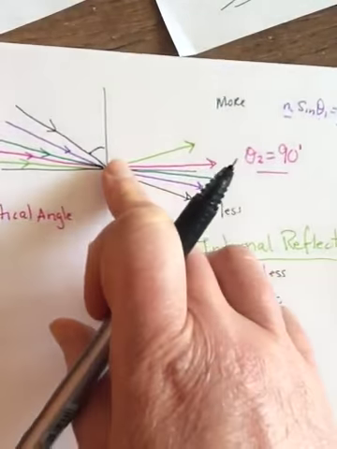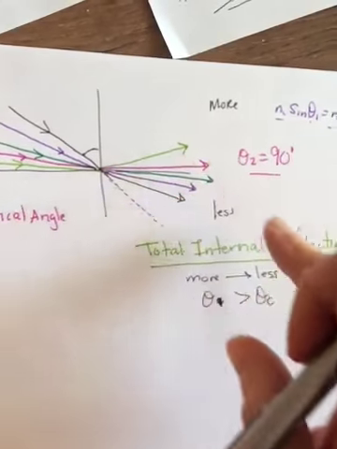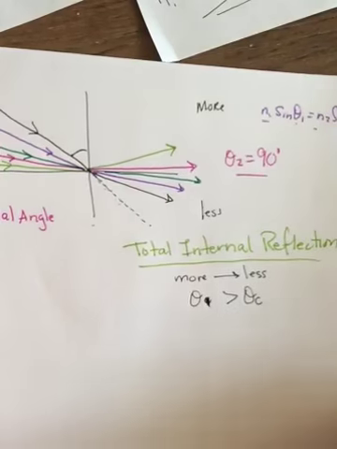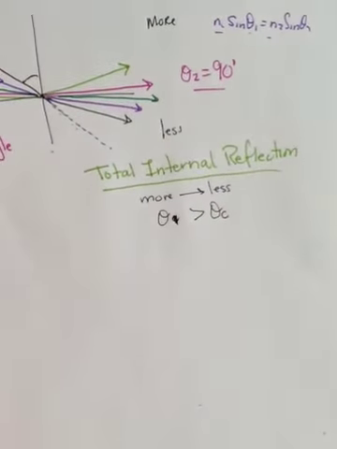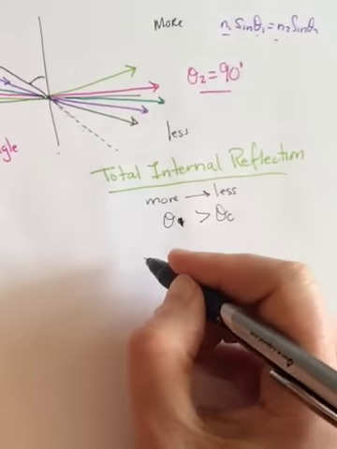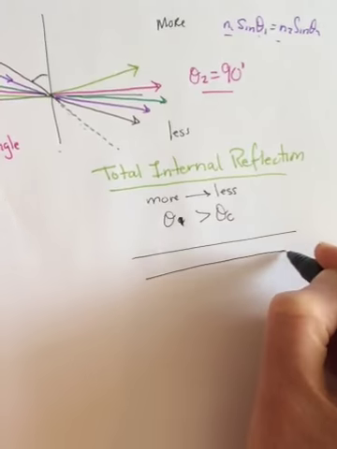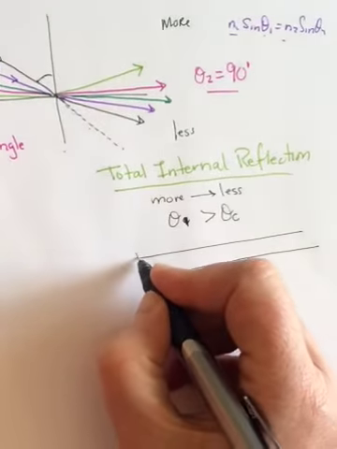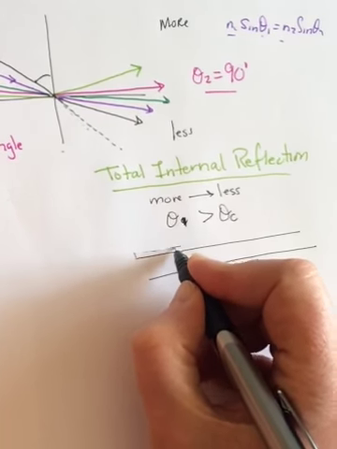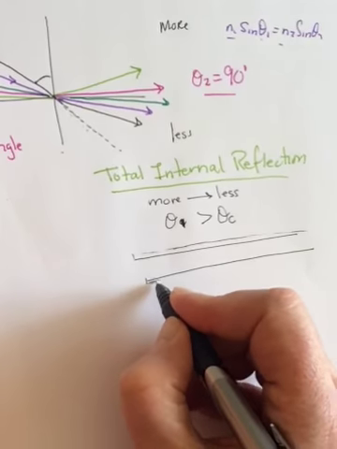It can go straight along the boundary, so theta 2 would be equal to 90, or it could totally internally reflect. Now, just another little word about total internal reflection. This is actually the principle that's used in fiber optics. You've probably heard of fiber optics in your life, because a lot of internet now, all of Bell's customers in the city probably anyway, are on fiber optics.